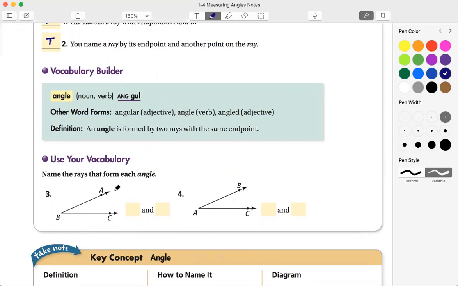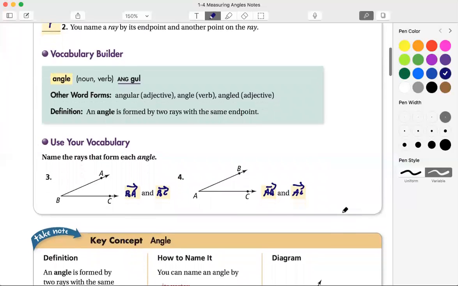So in number 3, we have ray BA, and we have ray BC. In this one, we have ray AB, and we have ray AC.